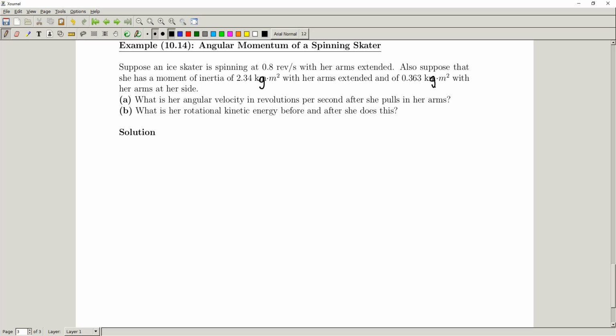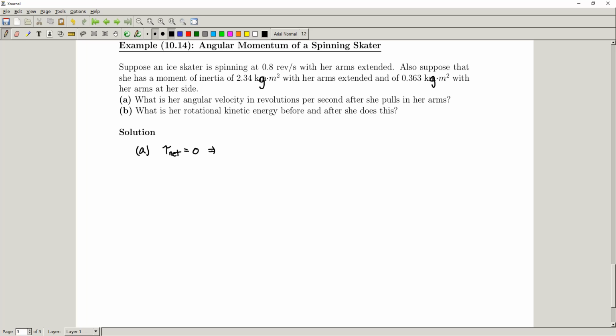Okay. And so we want to answer the following questions. What is her angular velocity in revolutions per second after she pulls her arms in? And then, well, I'll read part B when we get to it. Okay, so for part A, what are we doing here? Well, we know that nothing is really happening here. She starts off and all she's doing is pulling her arms and legs in. So there's no external torques, right? She's not doing anything additional to give herself an additional torque. So tau net is going to be equal to 0.